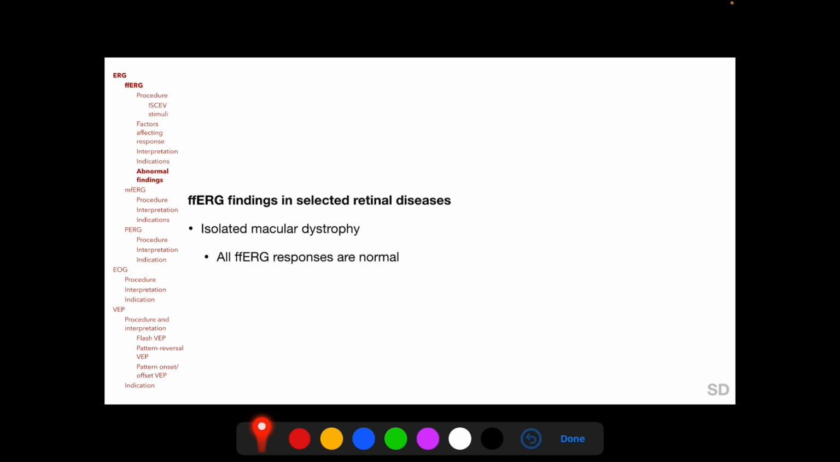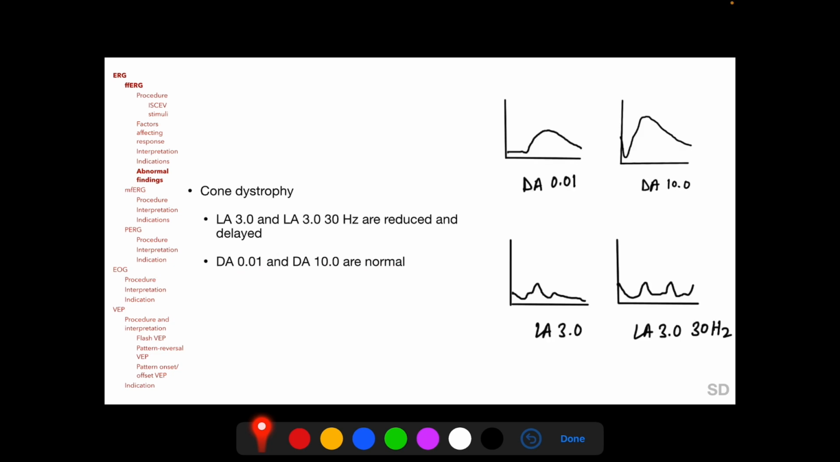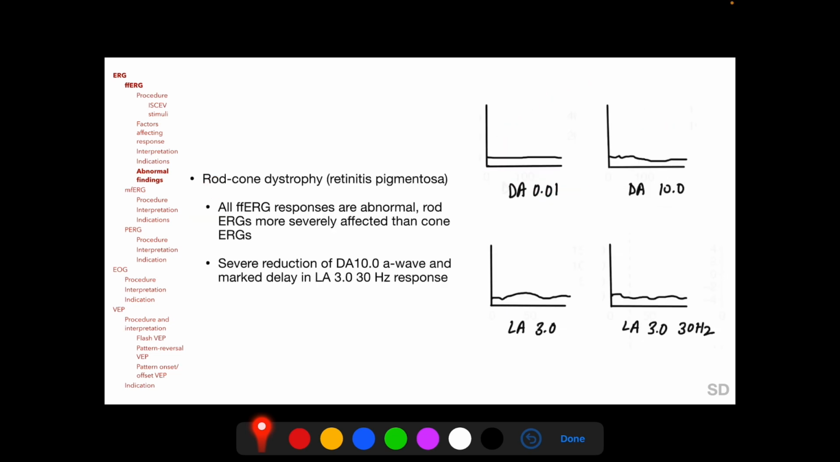We'll now discuss the full-field ERG findings in selected retinal diseases, and as we have discussed in isolated macular dystrophy, all full-field ERG responses are normal. In patients with cone dystrophy, the light-adapted responses are reduced and delayed, but the dark-adapted responses are normal. In patients with rod cone dystrophy, as exemplified by retinitis pigmentosa, all full-field ERG responses are abnormal, but the rod ERGs are more severely affected than cone ERGs.